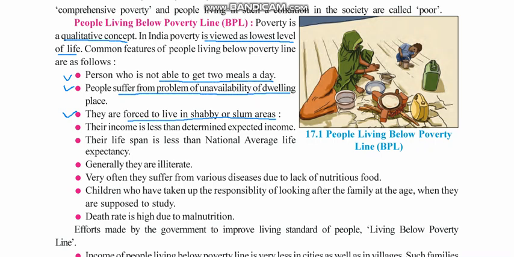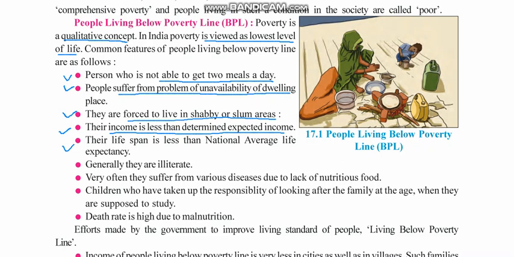Their income is less than the determined expected income. Their income is very much less than the determined income. Okay, there is a system by which every government decides that this much income, an expected income, a person should earn, but their income is not even matching it. So their income is very much less than what the expected income is.